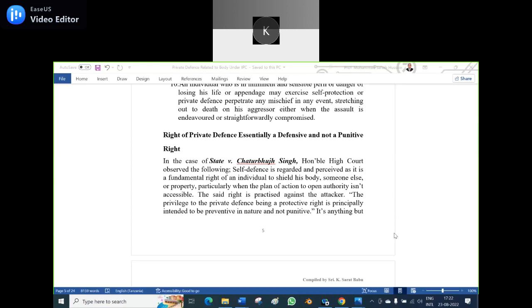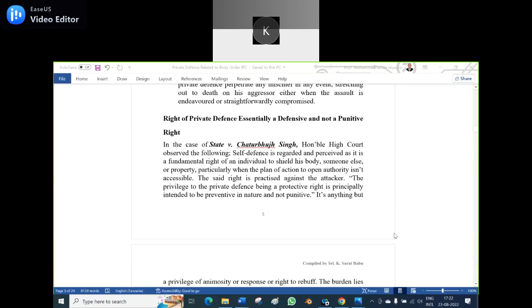So again, the same has been repeated by the Honorable High Court in Chhatar Singh versus State. That is, to protect one's body, or to shield another person's body, or to protect one's property. This can be used provided the open authorities are available. The open authorities means the police and other law regulatory bodies. The said right is practiced against the attacker, the person who offends or who is going to offend.